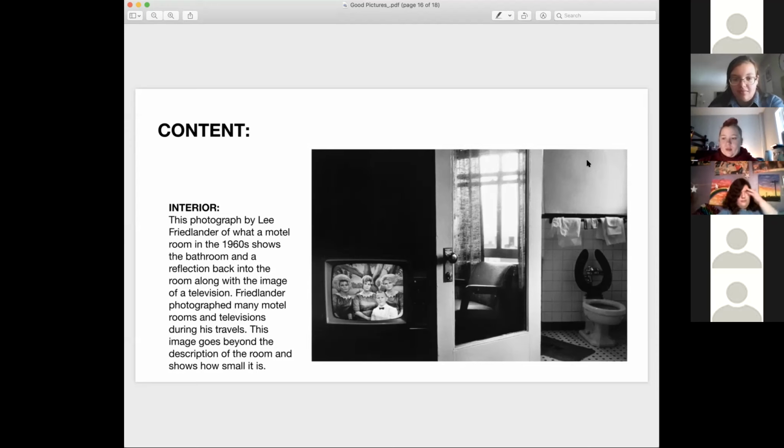It's an interior shot that shows that interior space, and that interior space has a couple of other things in it. It describes the space.